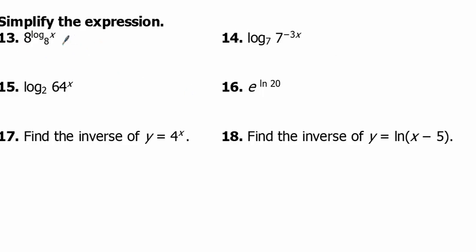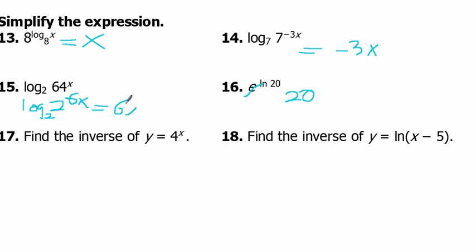Simplifying expressions, what does this become? It becomes x. This one becomes just the exponent, which is negative 3x. E to the ln, those are going to cancel, left with 20. 64 is 2 to the 6th power. So I'm going to multiply the powers. Log base 2 of 2. This simplifies to 6x.